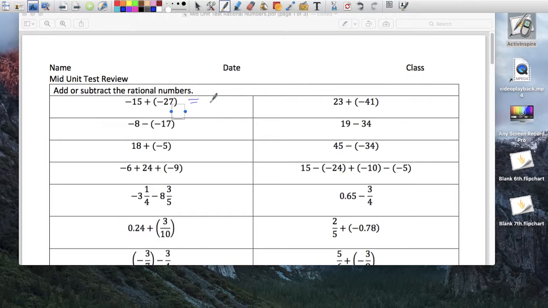I know it's going to be negative because they're both negative, so I need to add 15 and 27 because they're the same. I get 42. Negative 42, please.